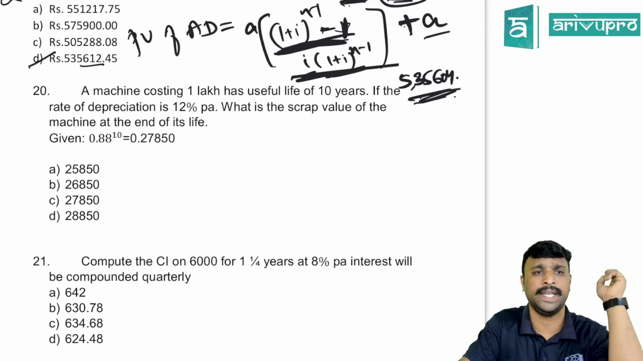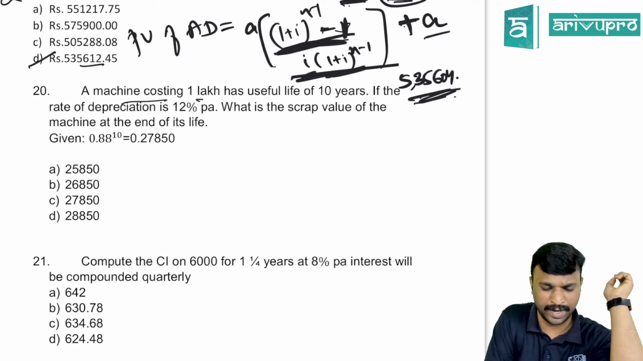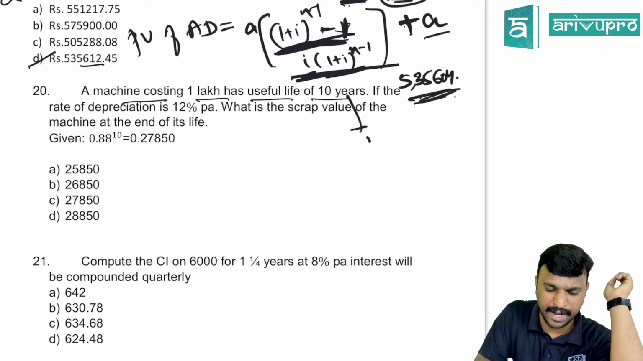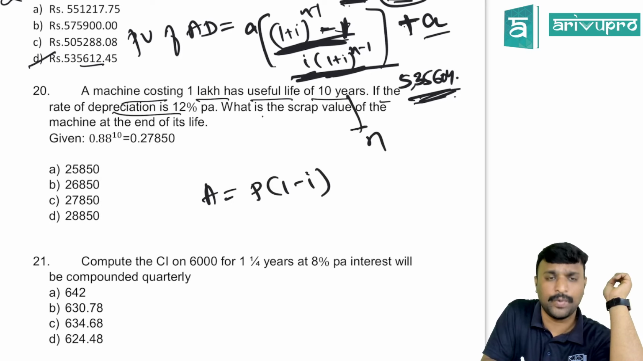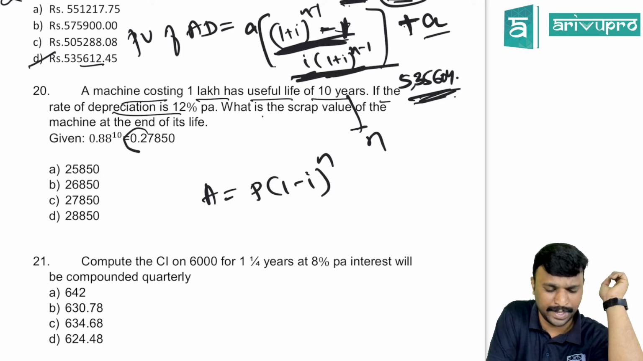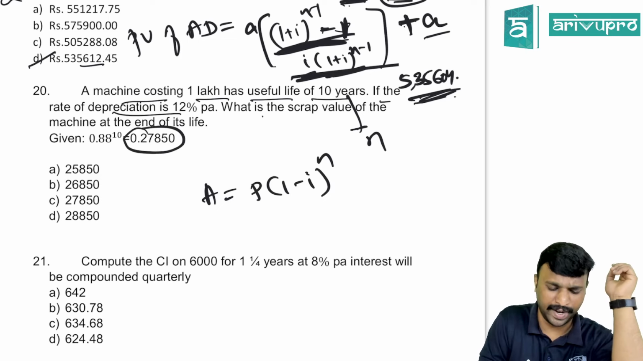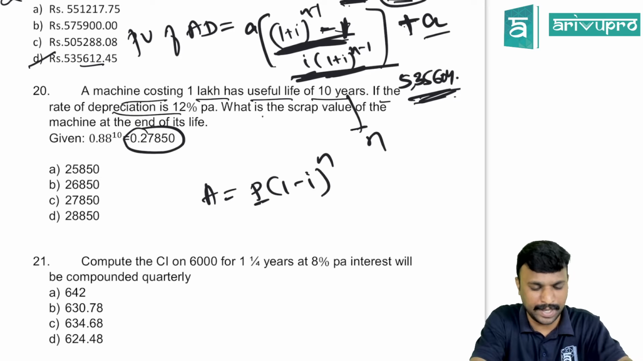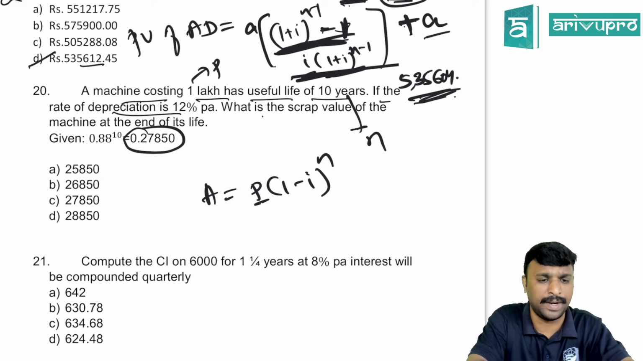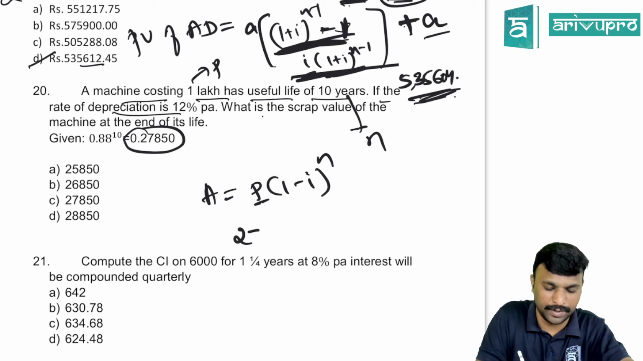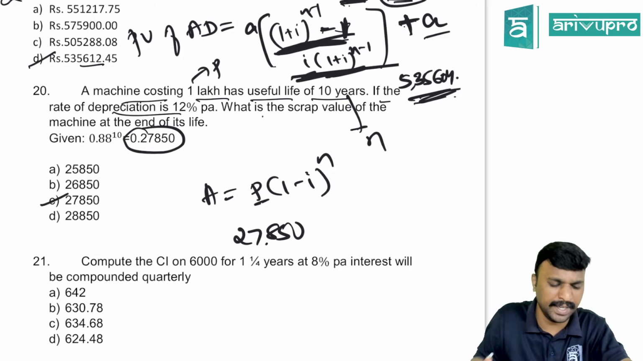Guys, the next question is about depreciation, because the machine costing 1 lakh has a useful life of 10 years, n is equal to 10. The rate of depreciation is 12%, and what is the scrap value? Scrap value is always A. So what is the depreciation formula? P into 1 minus I whole power n. Guys, you need not compute 1 minus I whole power n, they have given it. So what we need to find is the A value. 1 minus I whole power n is 0.27850 into 1 lakh, because the cost price is always taken as the present value. So when you multiply 1 lakh to it, you get 27,850. So option C is the right answer.